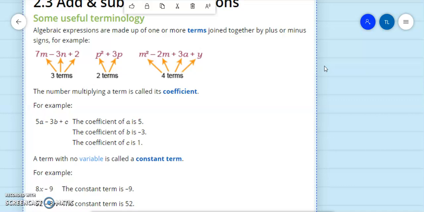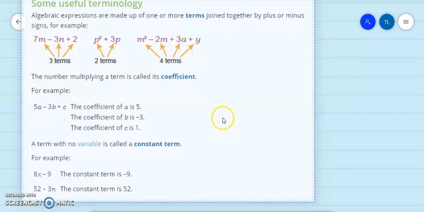The number multiplying a term is called its coefficient. The number before the term, or before the lowercase letter, is called the coefficient. So the coefficient in the first example here is 7. So 7 is the coefficient of m. Minus 3 is the coefficient of n. And 2 is a constant. A constant is a number without a variable or without the expressions.